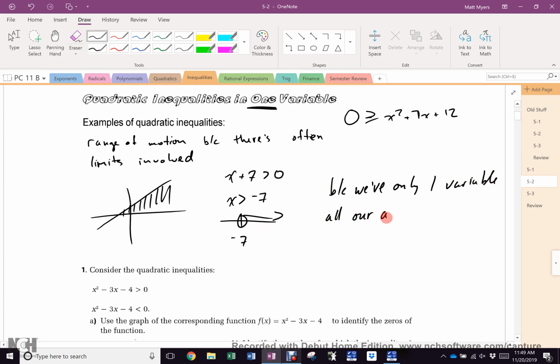all our answers today must be x something, right? Because we have no y's. What's our y every single time? 0, right? So I don't care about what y values are because they're always 0. Is everybody good? Yeah, yeah, yeah. All right.